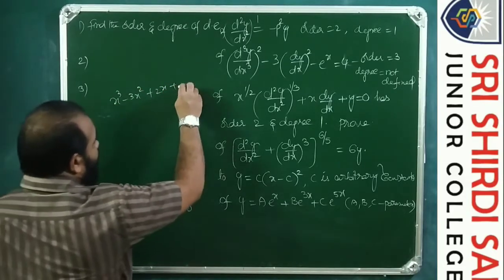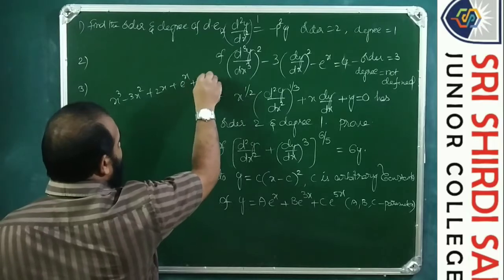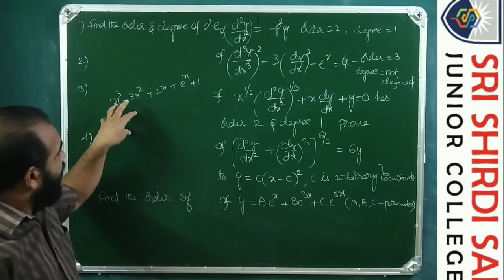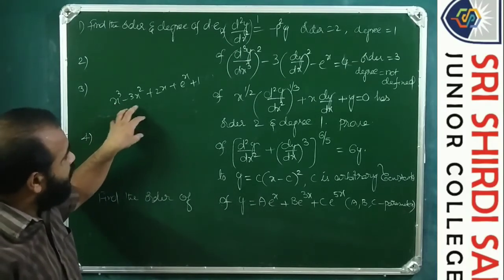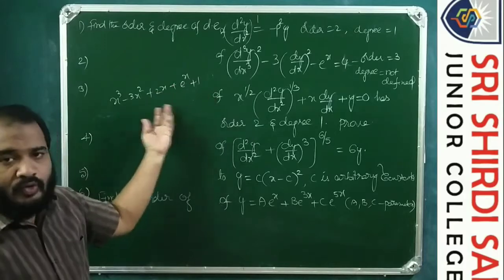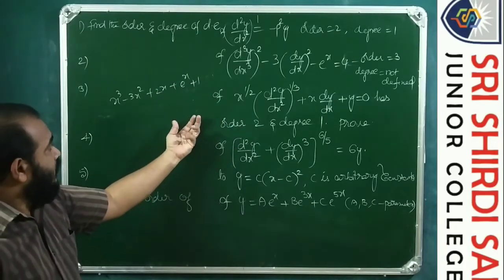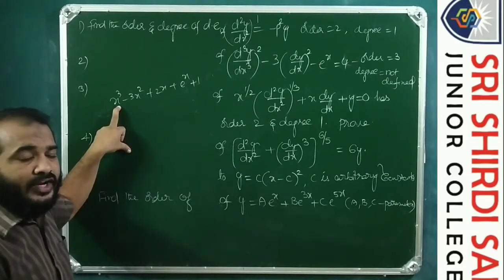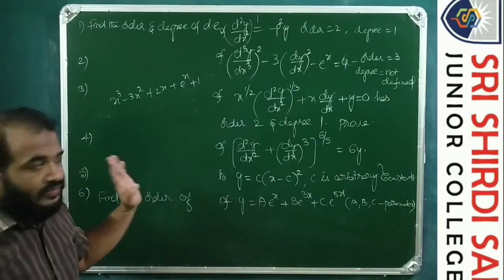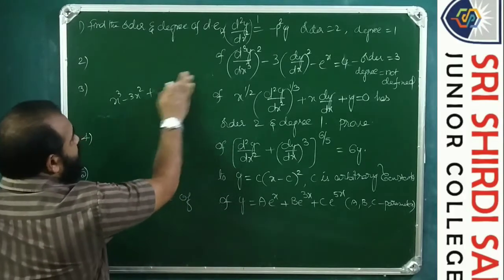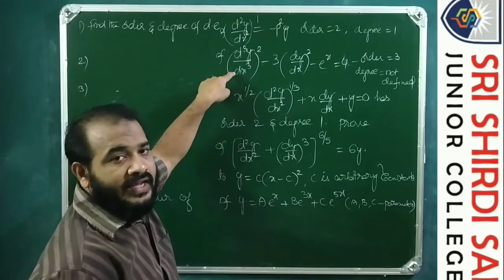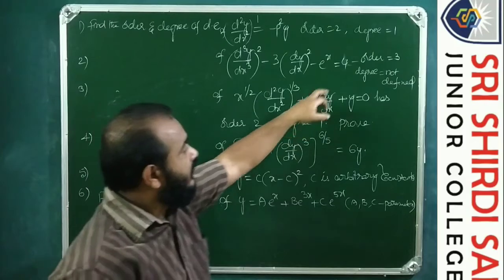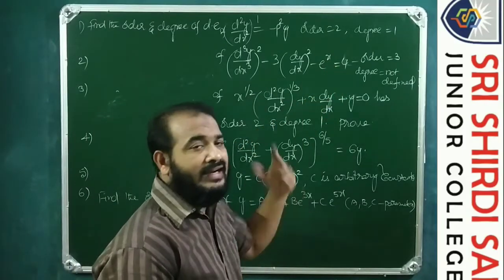But did we come across a function or an expression like this? This is not a polynomial, because a polynomial must be of the form a0 x power n plus a1 x power n minus 1, plus a2 x power n minus 2, etc., plus an. Therefore, since this is not a polynomial in the derivatives, the degree of this is undefined.